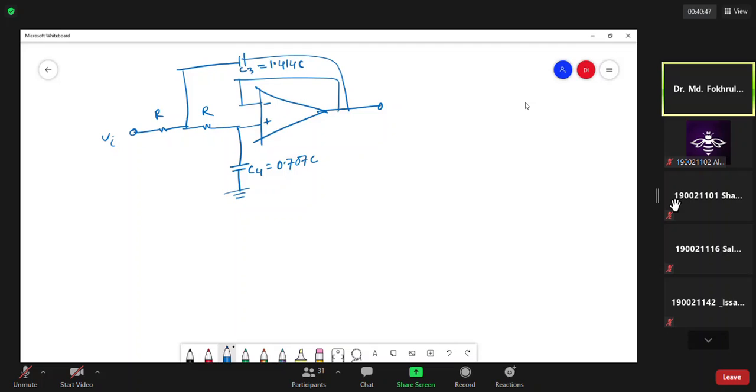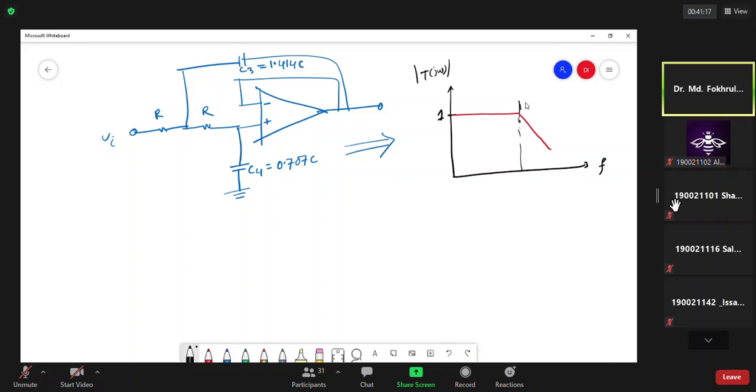So these two are equal R, and then C3, C4. Its corresponding transfer function will look like this one. If it is T(j omega), then the magnitude curve will look like this one. So it is unity, and the cutoff F3 dB is 1 over twice pi RC.